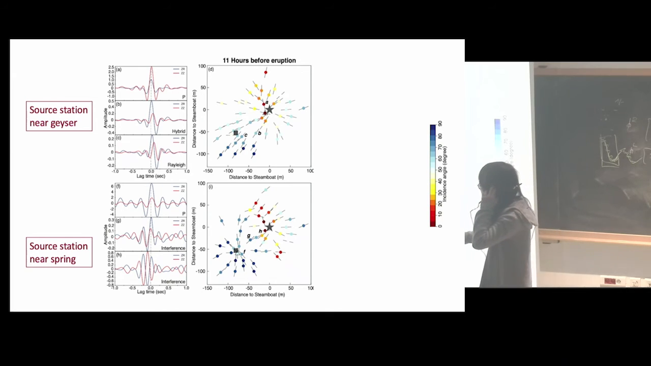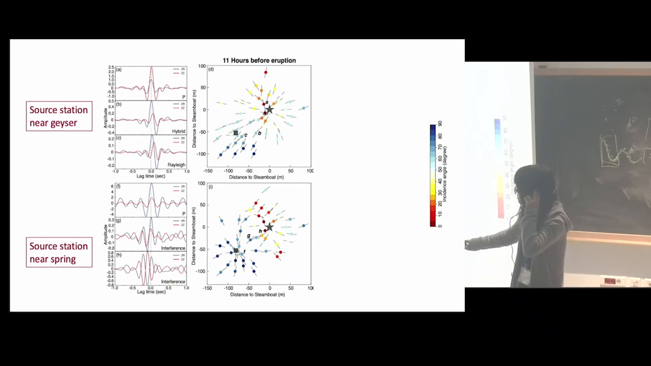That's why it means the source is shallower. But if you look at slightly further receivers from here and here, you see the waveform interference. You have the dominant arrival in the acausal part. That means these signals are affected by the Steamboat geyser source.